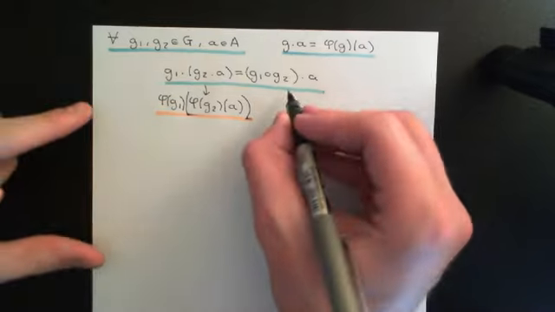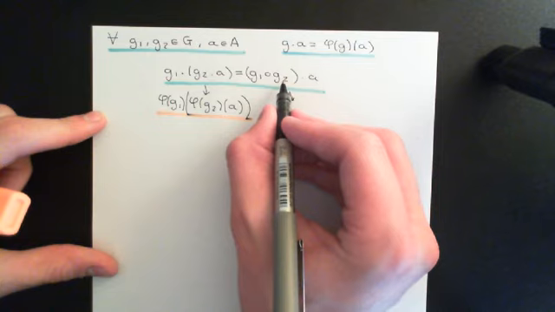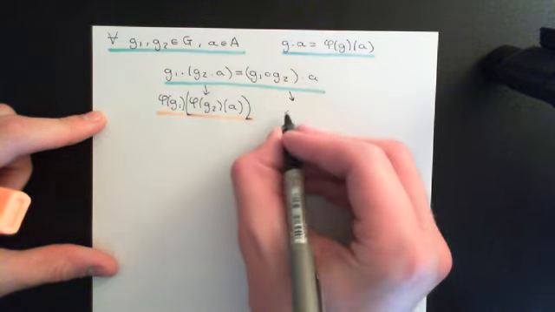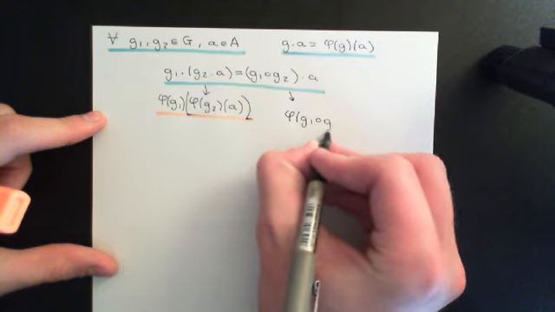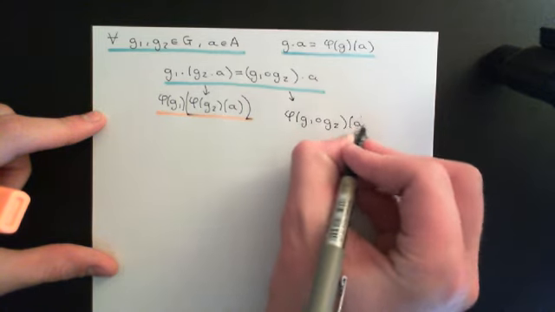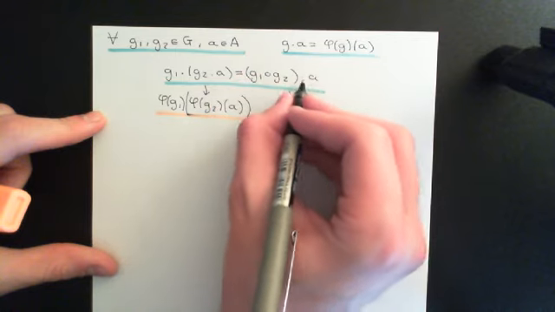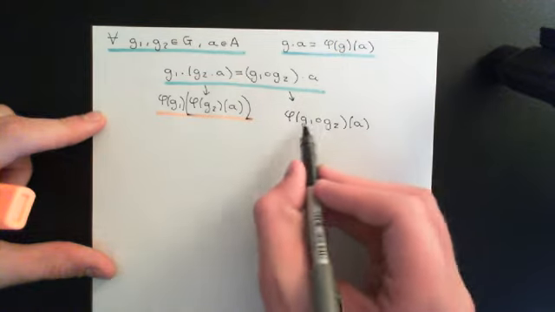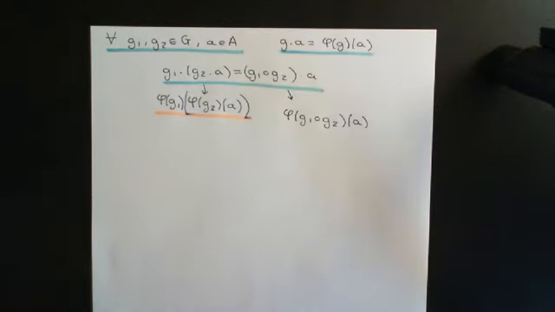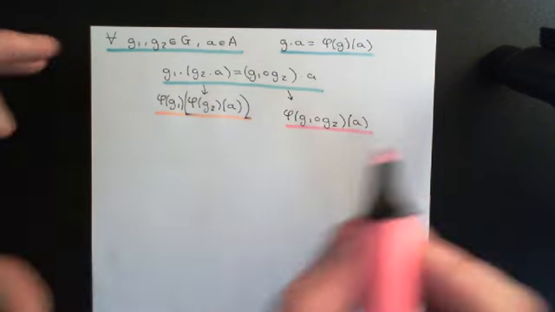Now let's do the right hand side here. So g1 composed with g2 dot a would of course mean phi of g1 composed with g2 of a. Just by the very definition, we're taking the element g1 composed with g2 and dotting it with a, so we take the set permutation associated with the element g1 composed with g2 and we act that on the element little a here. So we need these two things to be the same.